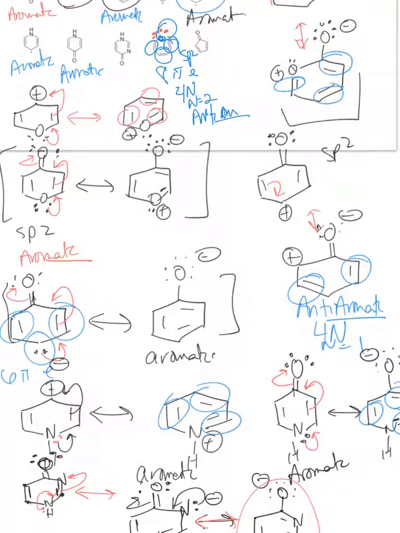And then this last one, basically, these electrons cannot participate, so it has 4 pi electrons. Every atom's sp2, but you only have 4 pi electrons. That's 4n, where n equals 1. So that's anti-aromatic as well.